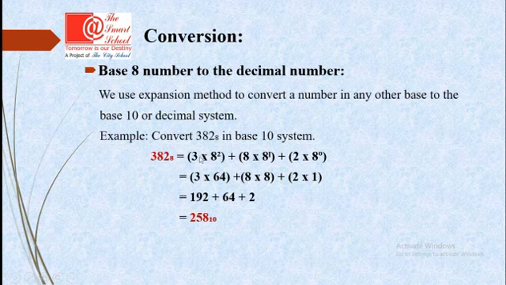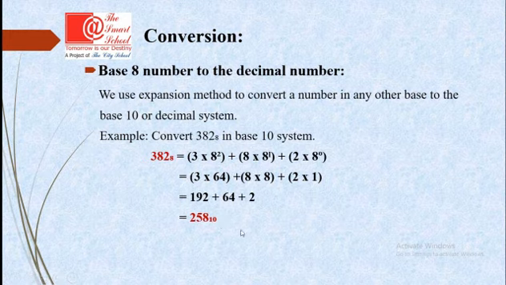So we will write 3, 8 square, so it is 64, so 3 multiplied by 64, it is 192. Then 8 power 1 is 8 and this 8 is here, so 8 multiplied by 8 is 64. Now 8 power 0 is 1 and 2 is here, so 2 multiplied by 1 is 2. When we add up, it is equals to 258. It means 382 in base 8 system is equals to 258 in base 10 system.